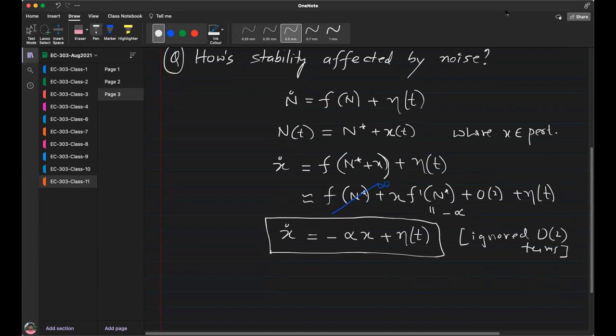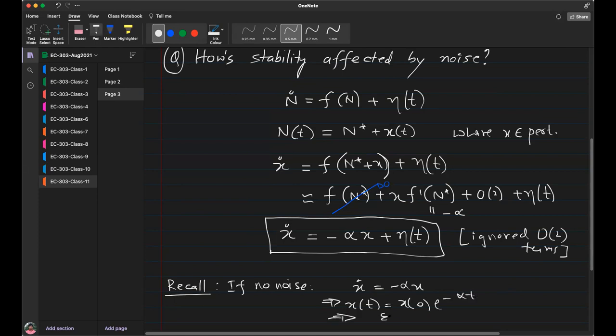Any questions? Again, just recall that if there was no noise, x dot would have been minus alpha x, which would mean that x of t decays exponentially. Exponential decay of perturbations.